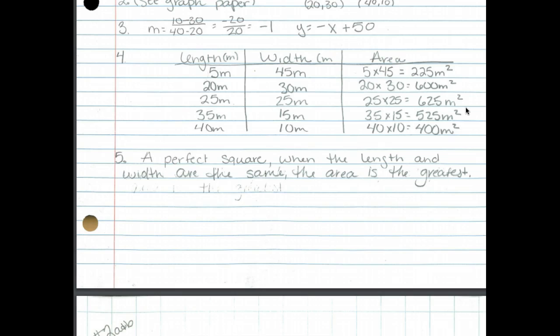Number 5 says, what was the secret? The last part of number 4 said one of the diggers discovered that one kind of rectangle always had the greatest area. He decided to sell the secret to the other diggers. So what was the secret? A perfect square, which means when the length and the width are the same, the area is going to be the greatest.